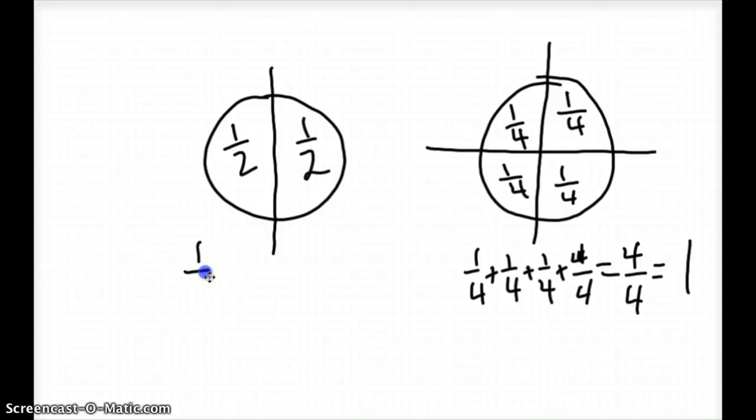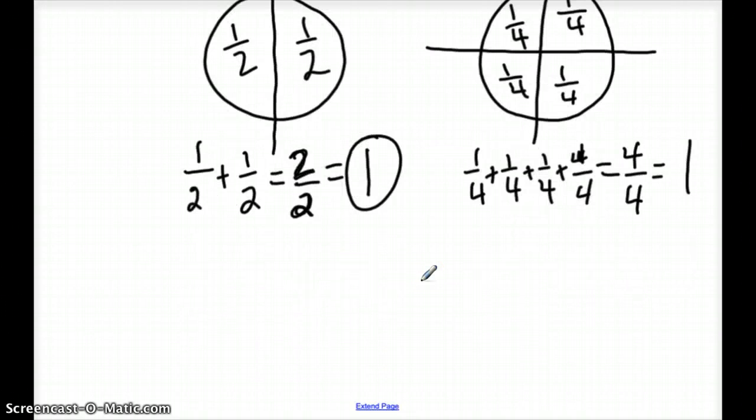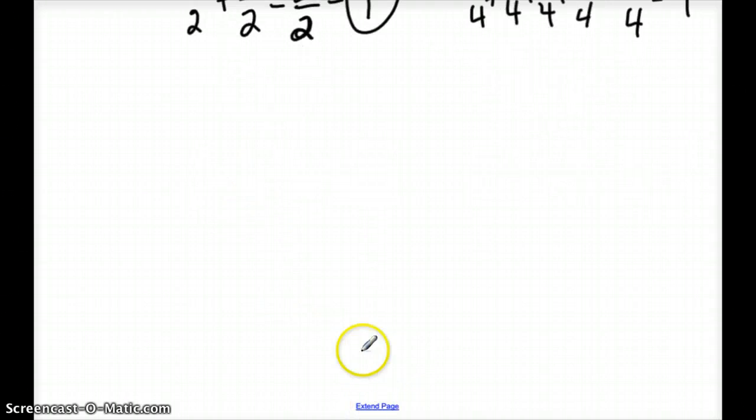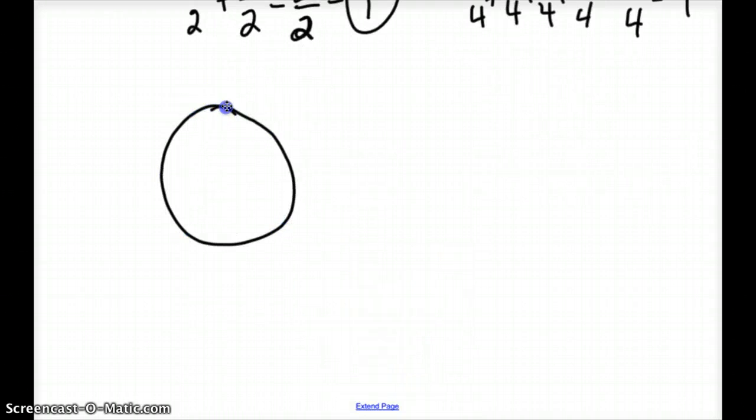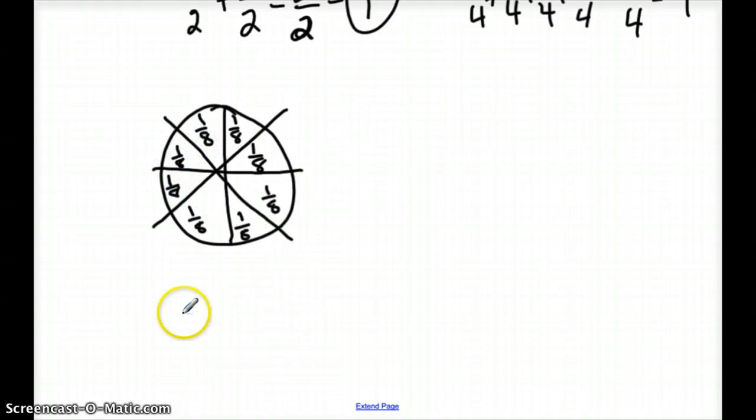Same here, if I have 1/2 plus 1/2, that equals 2 halves, which is also equal to 1. Whenever you have the same number on top as you do on the bottom, that equals 1. That is the same if I have a circle. This time, I'm going to split it into 8 pieces. So now I have 1/8, 1/8, 1/8, and that all equals 8/8, which equals 1 whole.